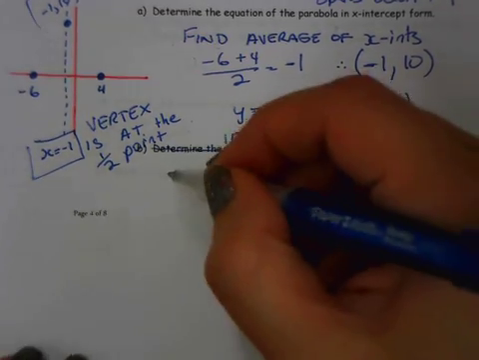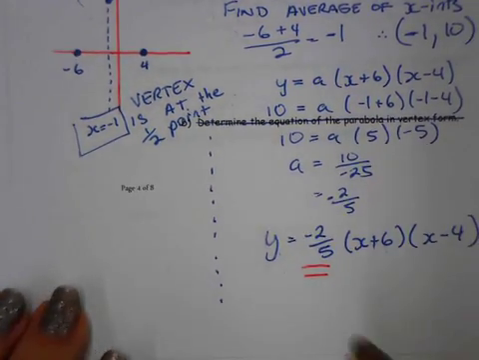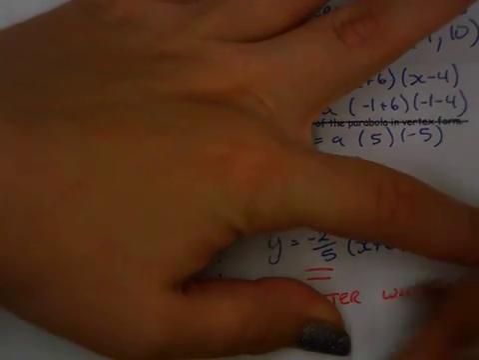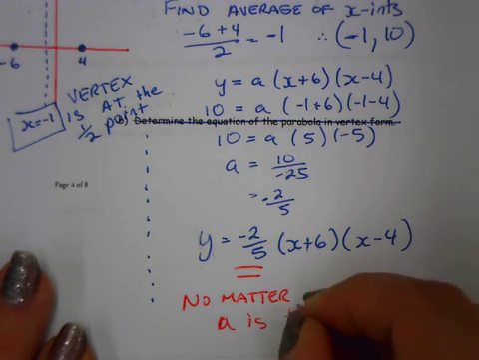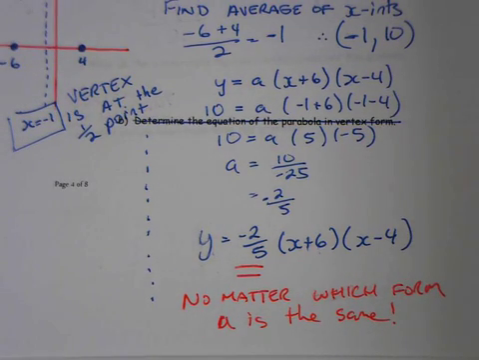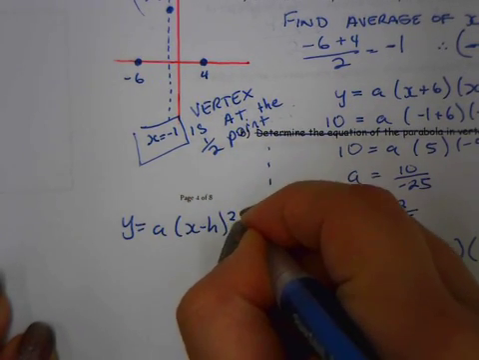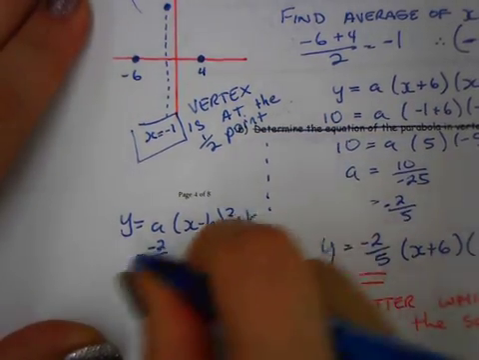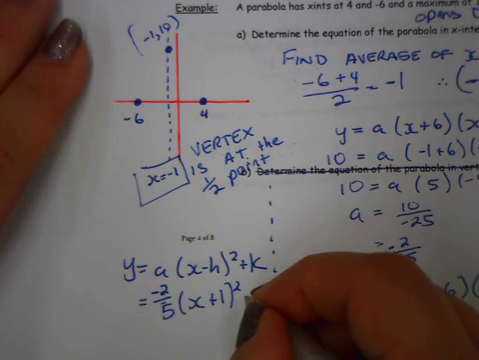Part B wanted this in vertex form. One key thing to remember is no matter what form, the a is the same. No matter what form we're talking about, our vertical stretch factor is going to be the same. Again, in general, in vertex form, we have an equation y equals a, x minus h squared plus k. This means that we have our vertical stretch, -2 over 5, x plus 1 for my vertex, squared plus 10.